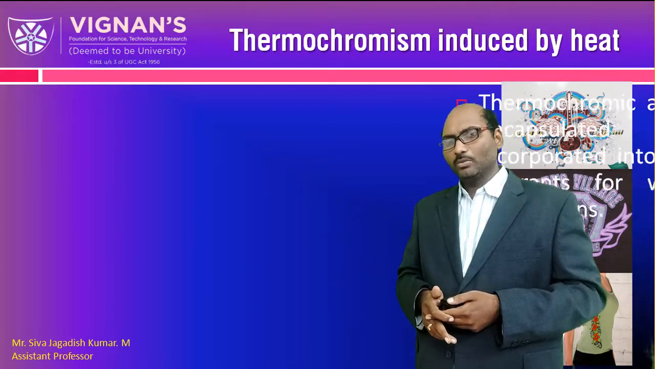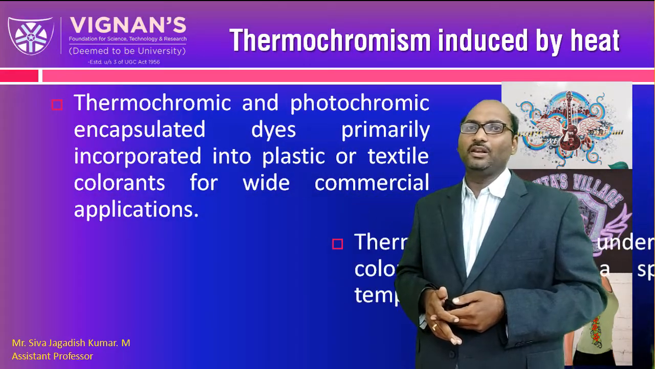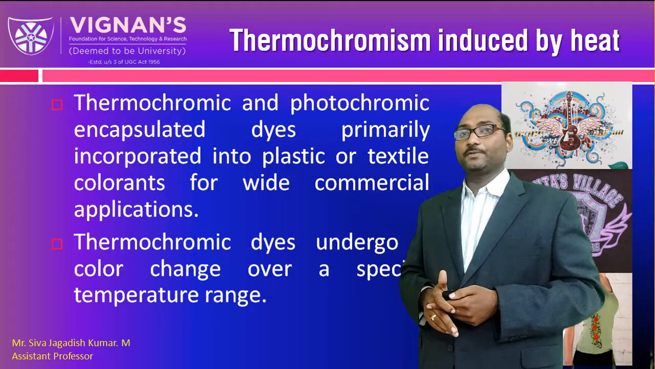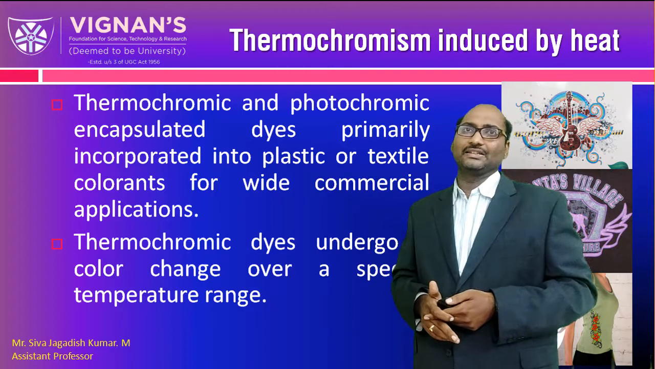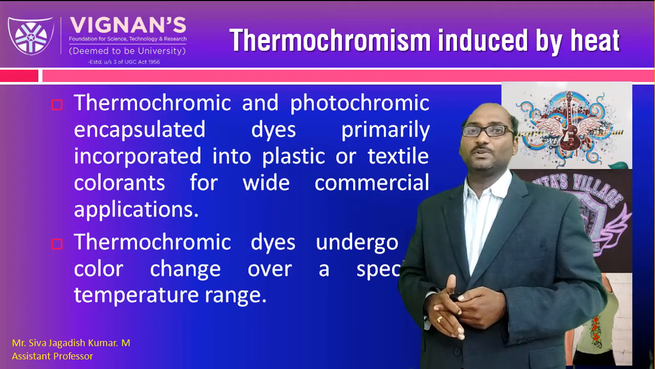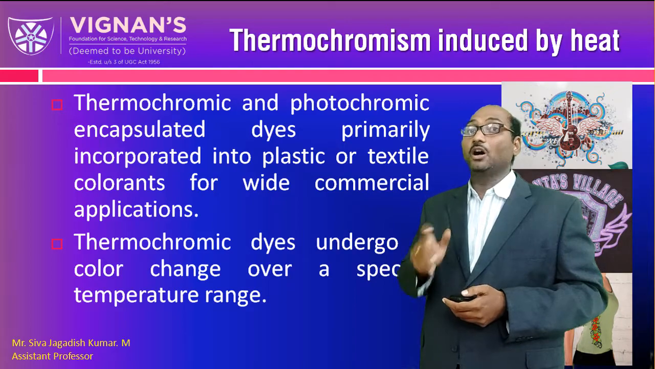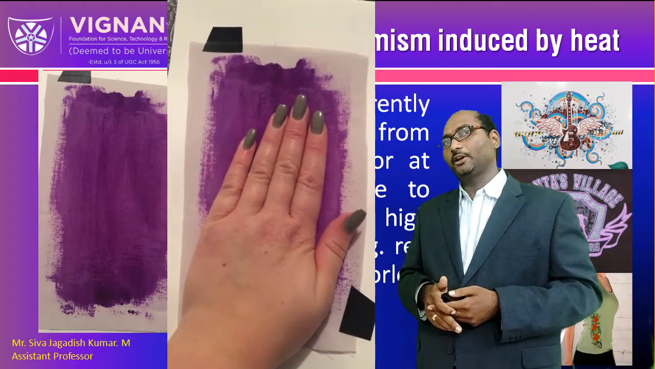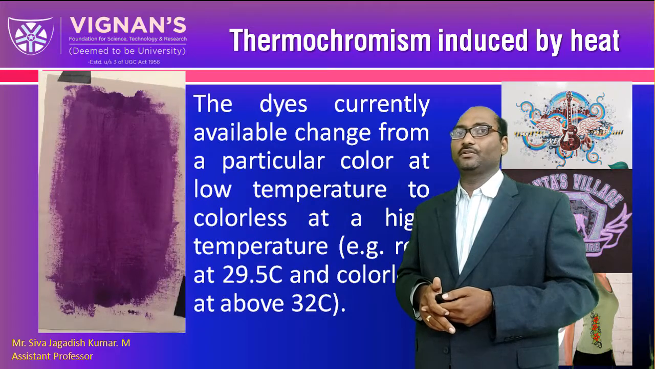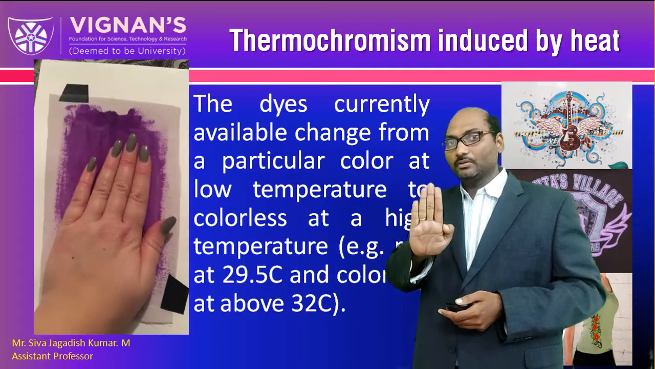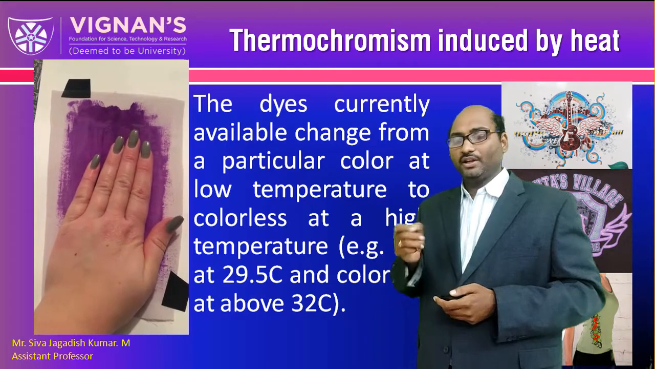Basically thermochromic and photochromic dyes are the ones quite commonly found in textile applications. These thermochromic and photochromic dyes are encapsulated dyes primarily incorporated into plastic and textile colorants for very wide commercial applications. The thermochromic dyes undergo a color change over a specific temperature range, which can be altered. The dyes currently available change from a particular color at low temperature to colorless at a high temperature. As in this figure, by applying a hand on this, the color is going to change.